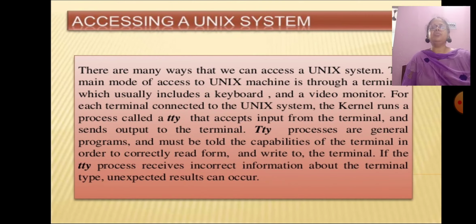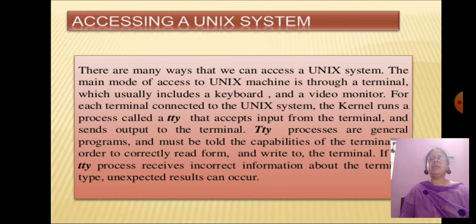Accessing a Unix file system. There are many ways that we can access a Unix system. The main mode of access to a Unix machine is through a terminal, which usually includes a keyboard and a video monitor for each terminal connected to the Unix system. The kernel runs a process called a TTY that accepts input from the terminal and sends output to the terminal.